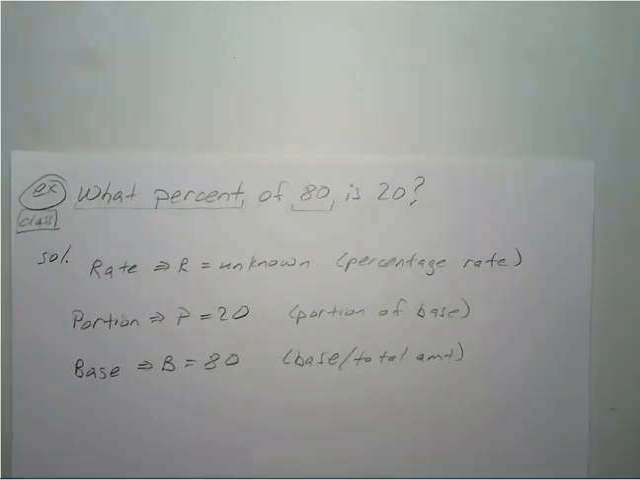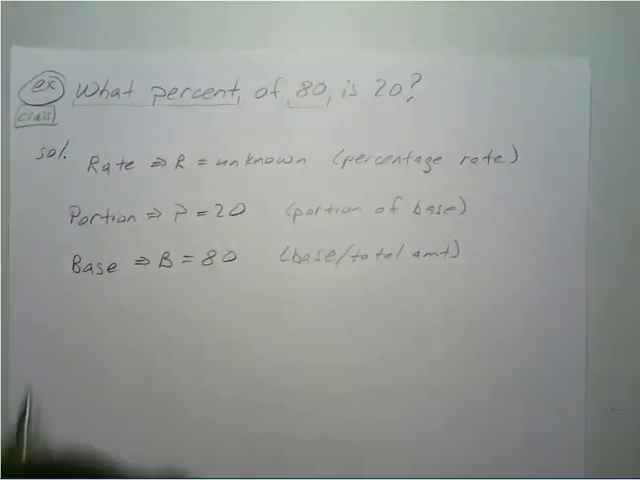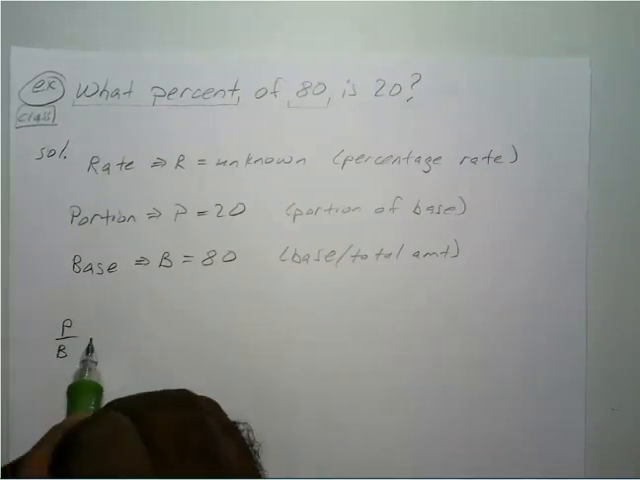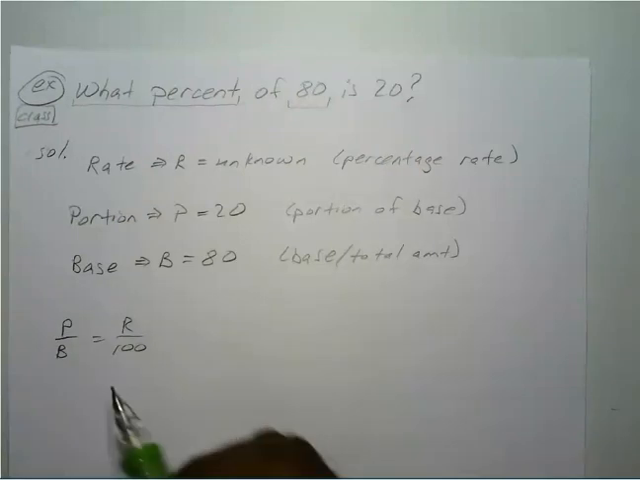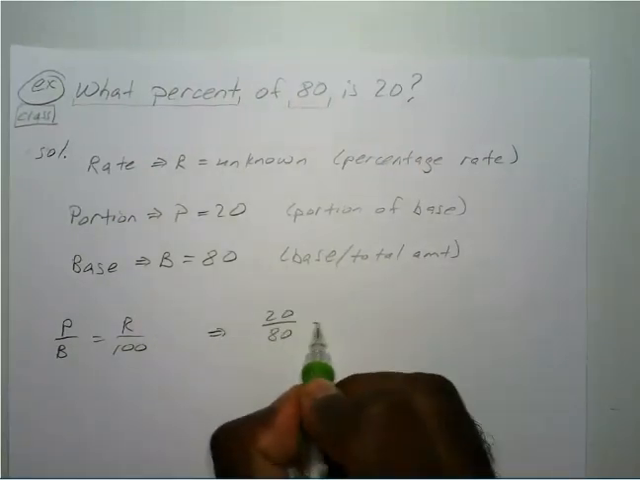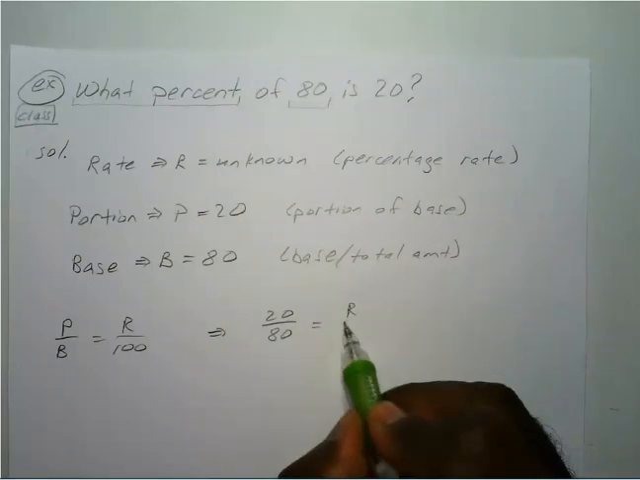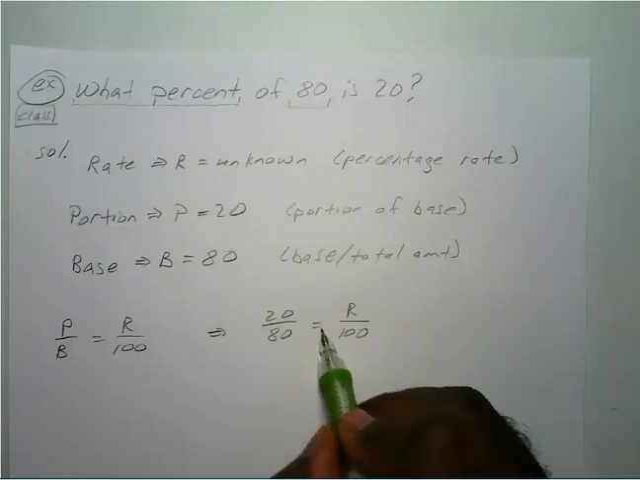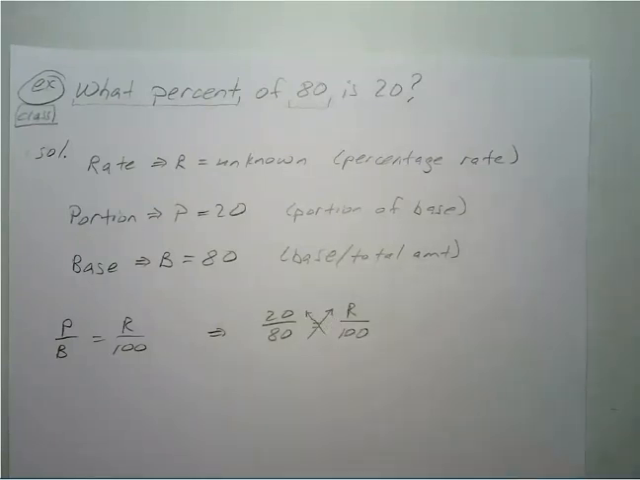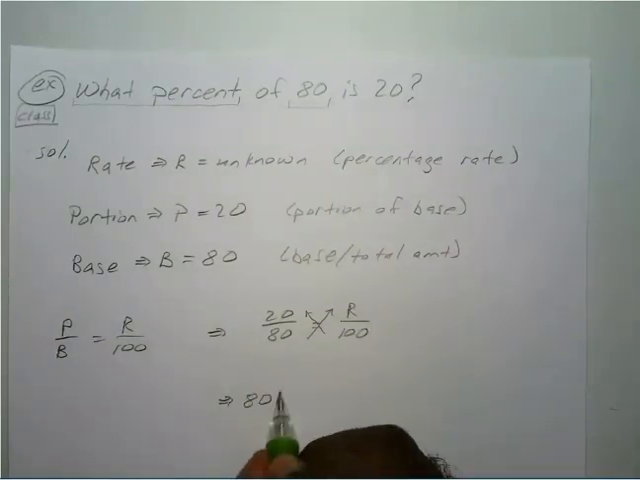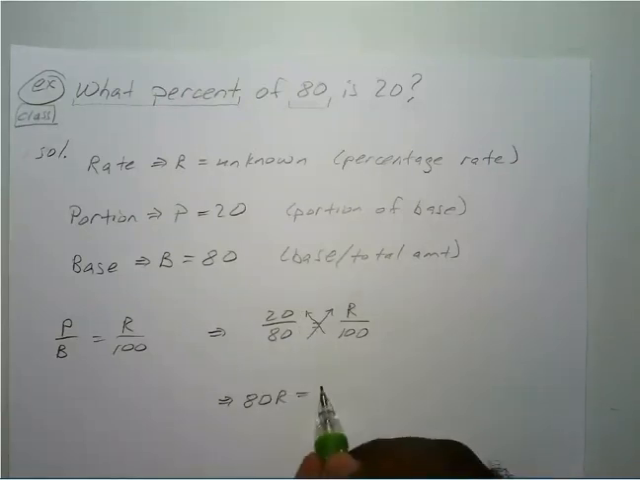Now we just go ahead and plug it in. Portion over base is equal to the rate over 100. That means 20 over 80 is equal to the unknown rate over 100. Now we cross multiply. You have 80 times your rate is equal to 100 times 20.